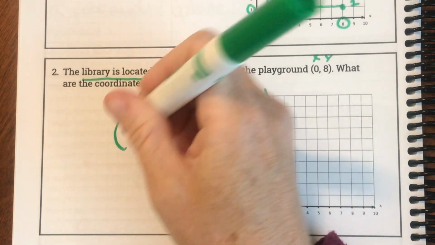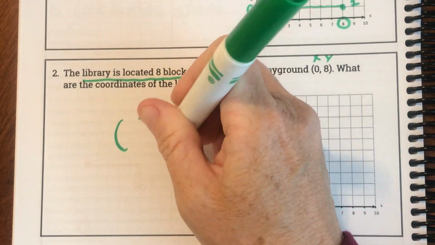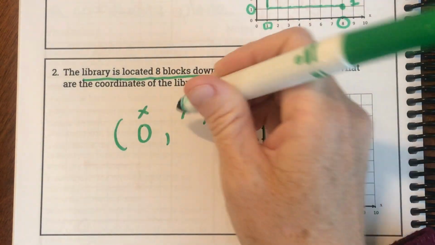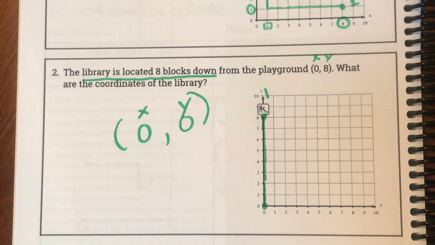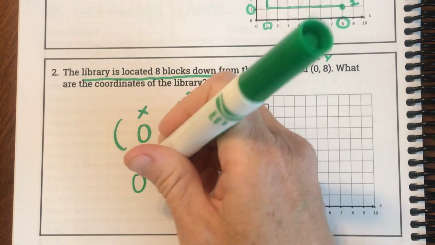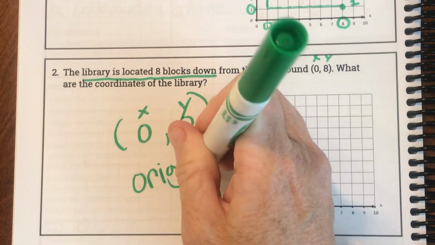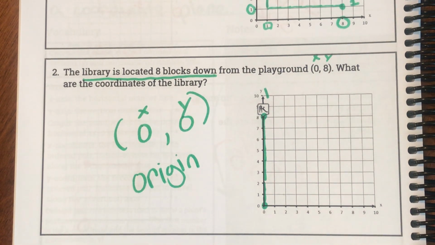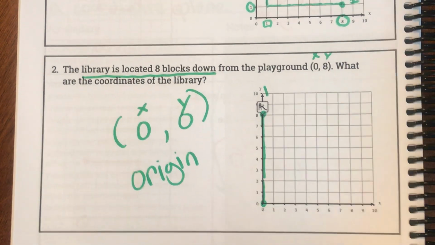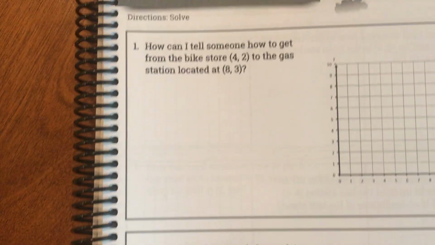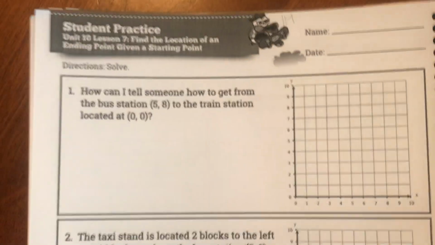So we could say the X for my library is 0, the Y is 0. Hopefully you know that we could also call that the origin. The library is located at the origin. Okay, so today, ladies and gentlemen, you actually have quite a few problems you're going to be practicing on your own. You have pages 113, 114, and 115.